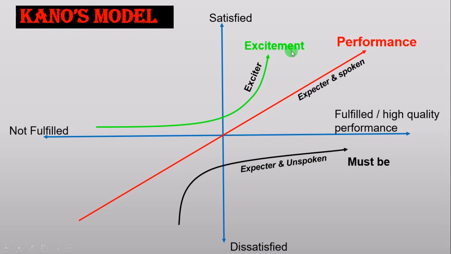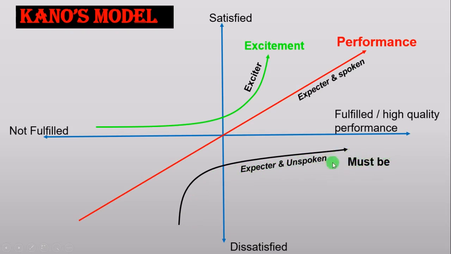Customers can easily purchase your product and they can accept it. Okay, next is the must-be category. Generally, the must-be category comes from the downward side of the graph, under the expected and the unspoken category. Here it is called the must-be category.